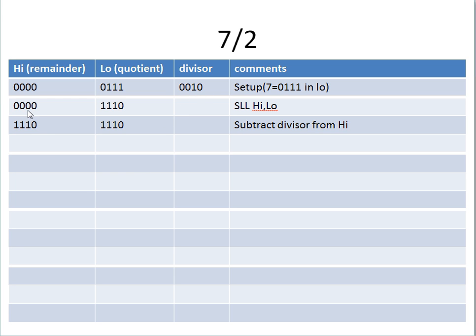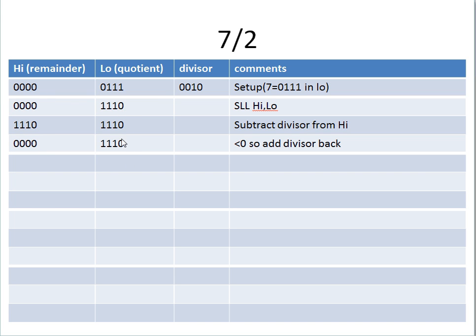We subtract 2 from 0 and we get negative 2. Now, since it is negative, we have to add the divisor back. So we have to add 2 to negative 2 to calculate 0. This is the whole idea that this was a restoring division process. Now, since it was negative, we don't set that bit.